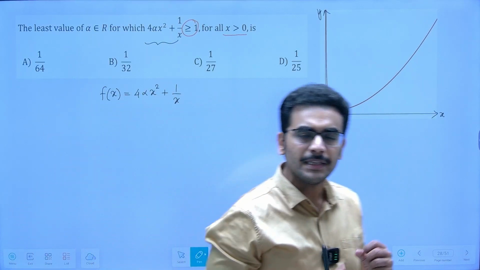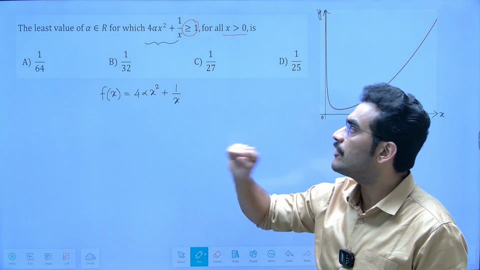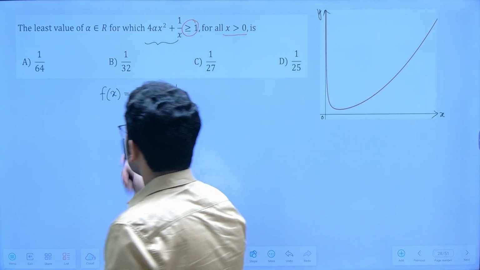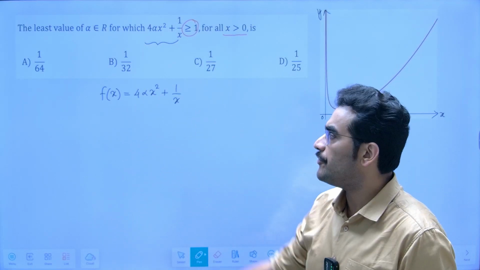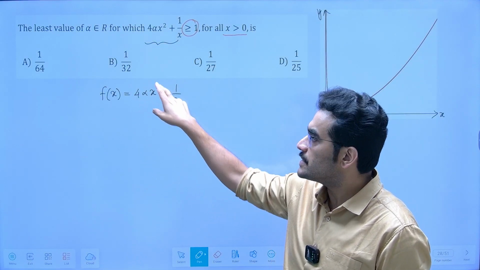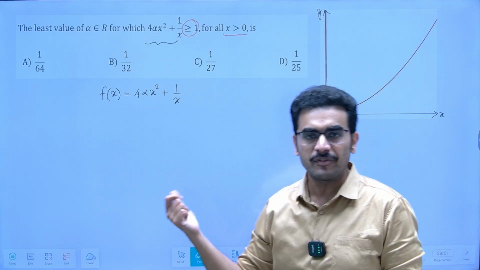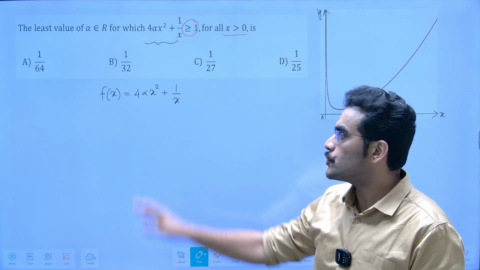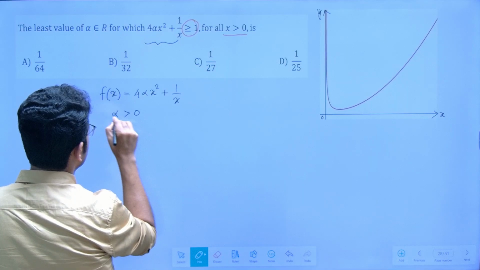For the time being, the domain of this particular function is x greater than 0, and we need to find the minimum alpha value so that this is always greater than or equal to 1. Now first of all, you have to see that alpha must be a positive number, because if alpha is negative, then as x tends to plus infinity, this term will tend to minus infinity and this term will tend to 0. So overall the value will tend to minus infinity. So I cannot say that it will be greater than or equal to a positive value for every x value. So alpha is definitely greater than 0.